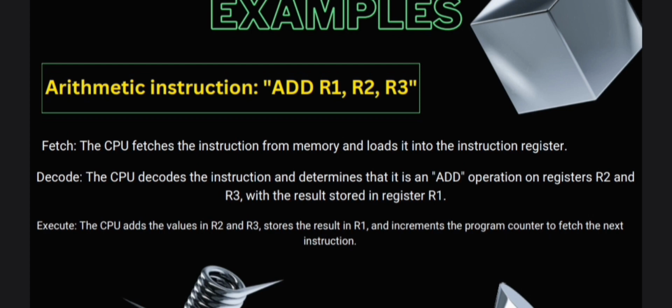Here is the first example, an arithmetic instruction: ADD R1, R2, R3. First, fetch: the CPU fetches the instruction from memory and loads it into the instruction register. Second, decode: the CPU decodes the instruction and determines that it is an add operation on registers R2 and R3 with the result stored in register R1. Third, execute: the CPU adds the values in R2 and R3, stores the result in R1 and increments the program counter to fetch the next instruction.